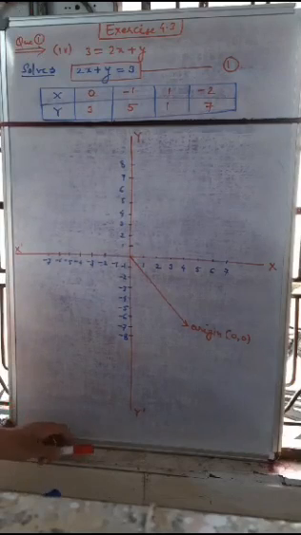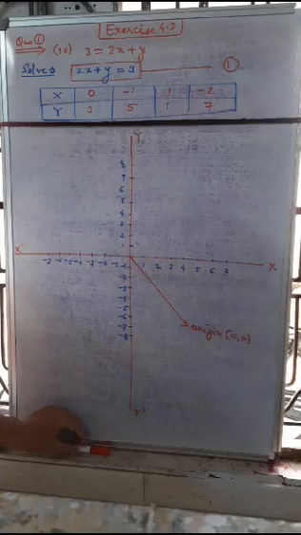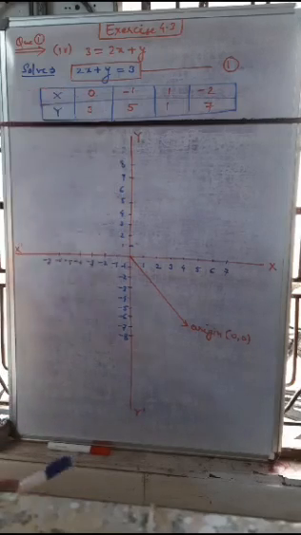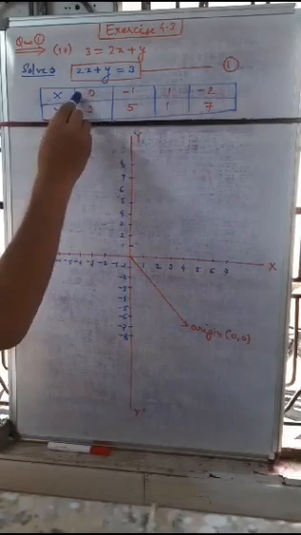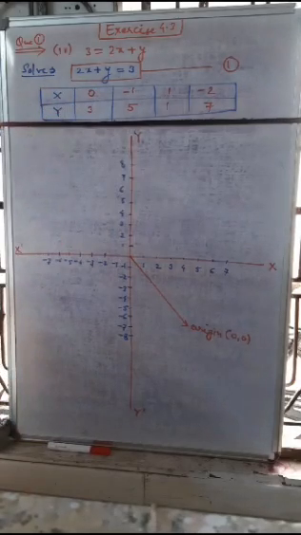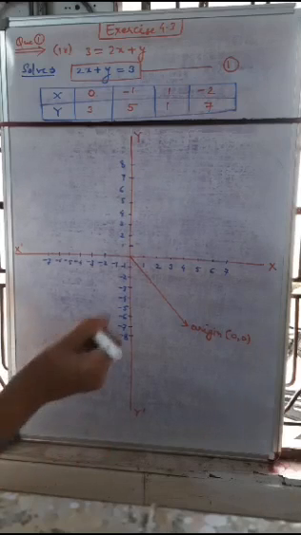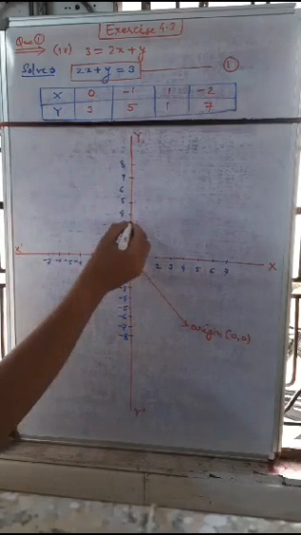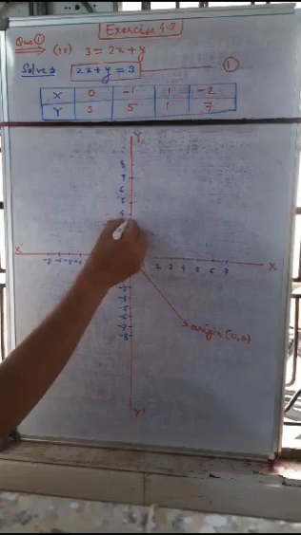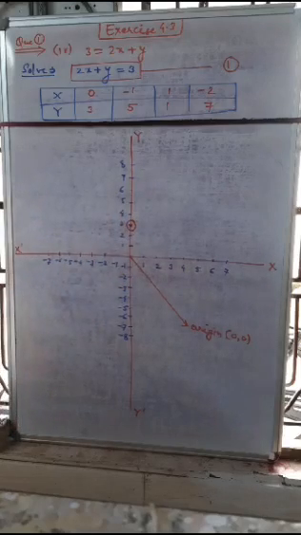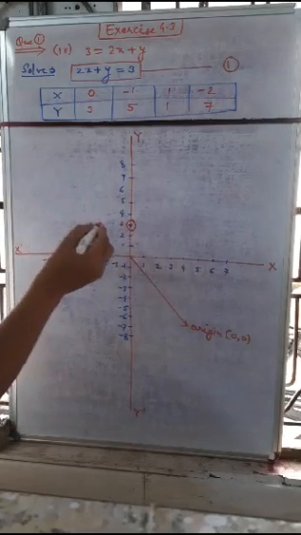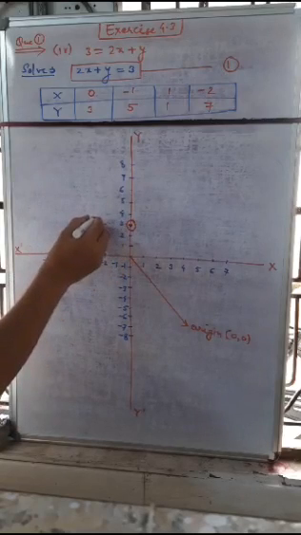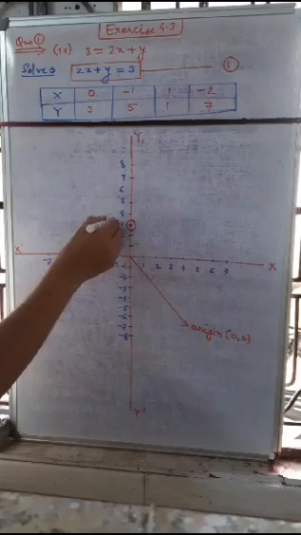So we have to construct the graph by using this table. First point, x is equal to 0, so y is equal to 3. So where will x is equal to 0 be? We know that x will be 0 here, and y is equal to 3 is here. So we will get the point here. The first point is 0, 3. We can write beside this point 0, 3.